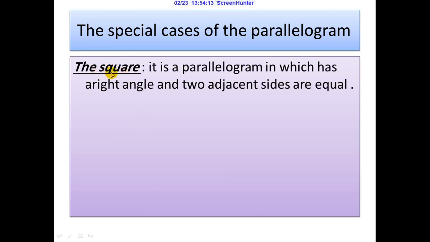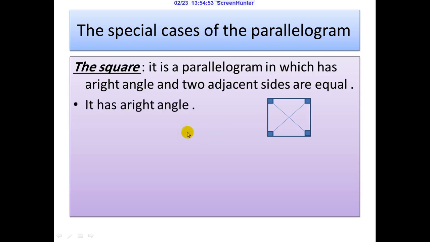The third shape here will be the square. It is a parallelogram which has a right angle, like what? Like the rectangle. And at the same time, two adjacent sides are equal in length, like what? Yes, like a rhombus. So the square combines the properties of the parallelogram, rectangle, and also rhombus, because it is a parallelogram and it has a right angle as the rectangle and it has four equal sides as the rhombus.